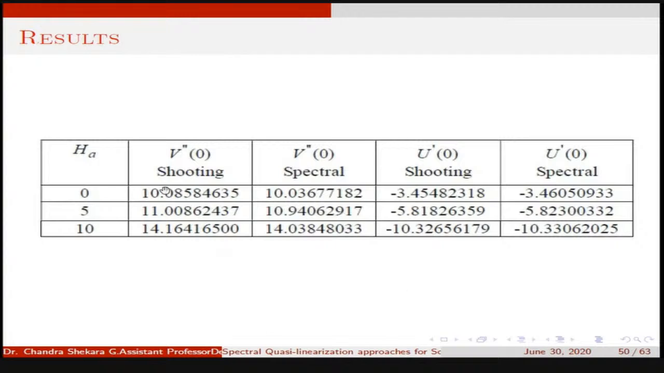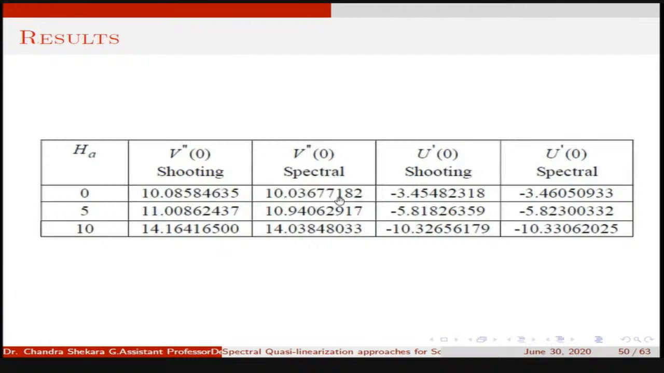So these are the results presented here. You can check for different Hartmann numbers. It is just compared what are the values of the shooting method and the spectral method. You can check that the actual values are, these are not actual values, they are just calculated values. But the actual values are very close to these. So almost 7 decimal places are the same as the spectral method.